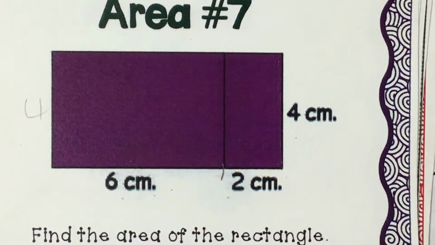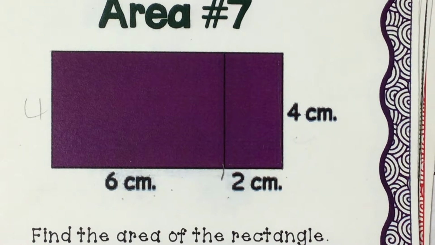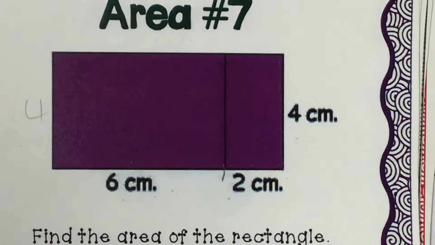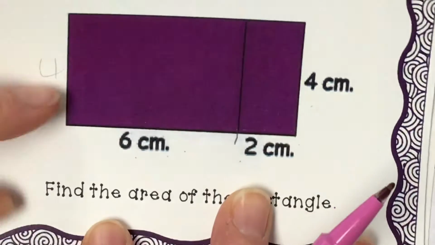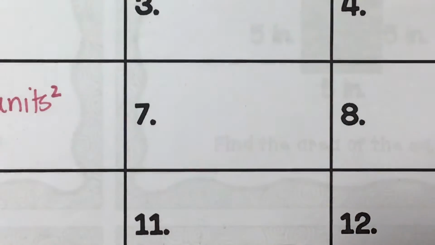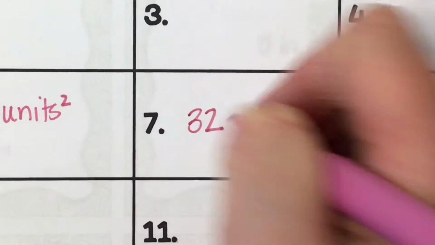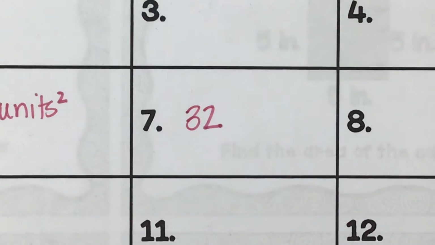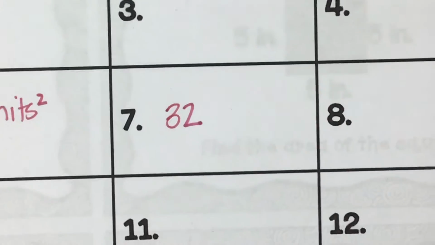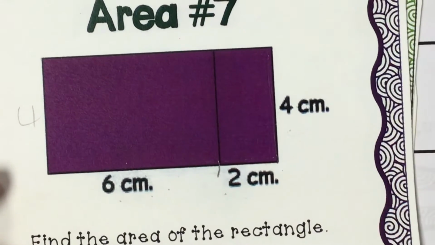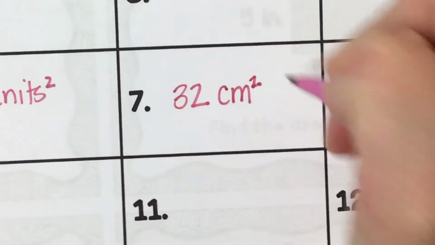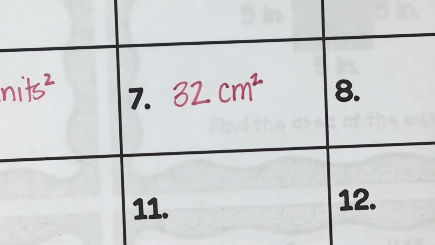Jacob? Jackson? 23. Not 23. You're mixing something up. 32. 4 times 8 is 32. That's number 7. What is my unit? Brady. No. What's my unit? Centimeters squared or squared centimeters. You have to say squared. It's area.